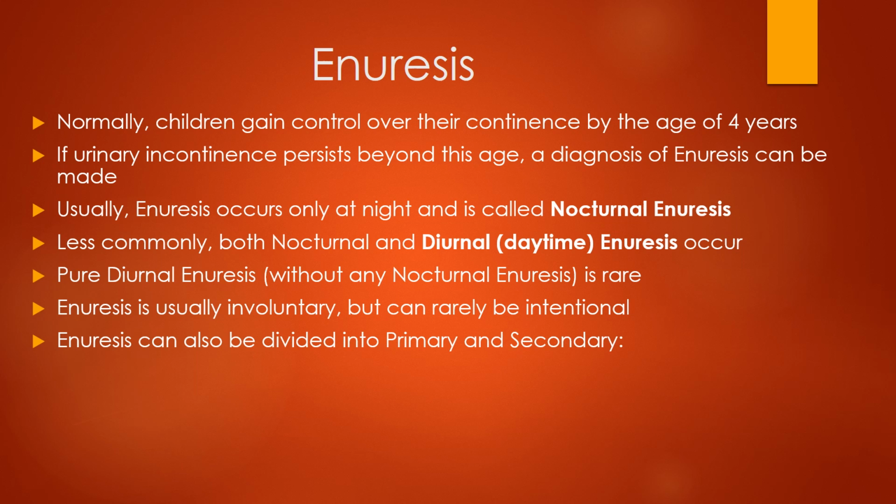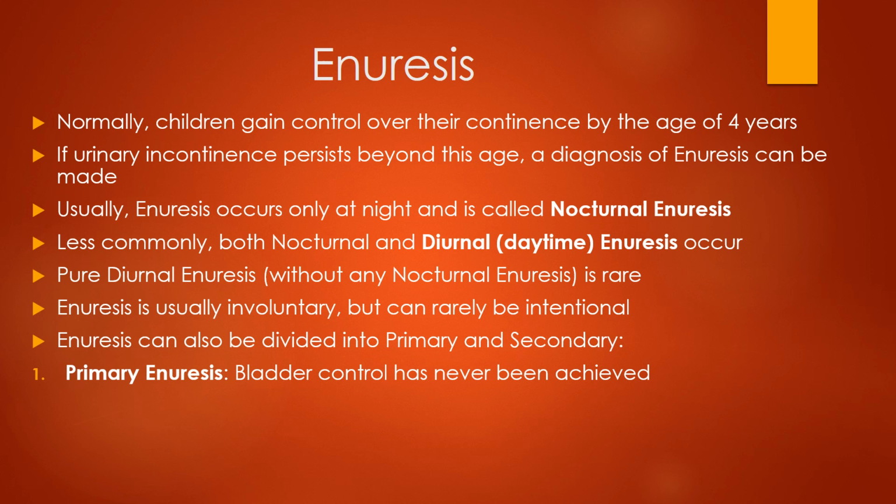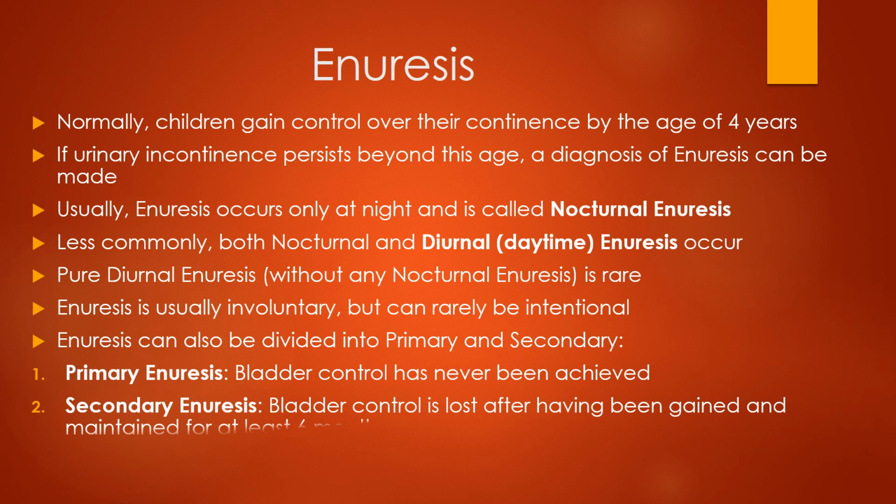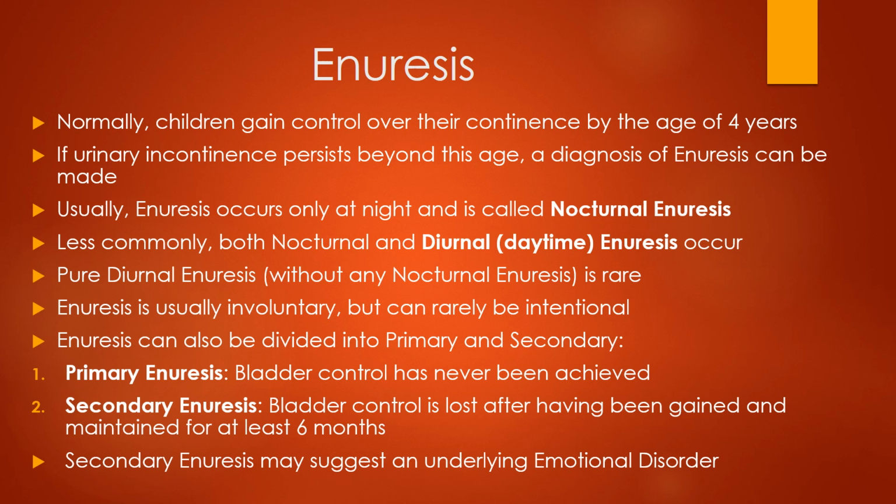Enuresis can also be divided into primary and secondary, where primary enuresis is where bladder control has never been achieved, and in secondary enuresis, bladder control is lost after having been gained and maintained for at least 6 months. Secondary enuresis may suggest an underlying emotional disorder.